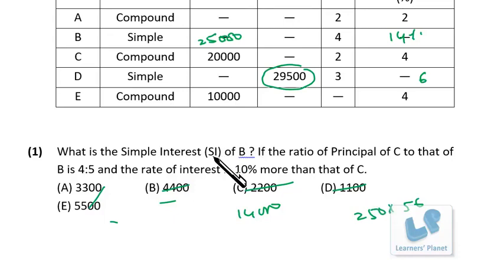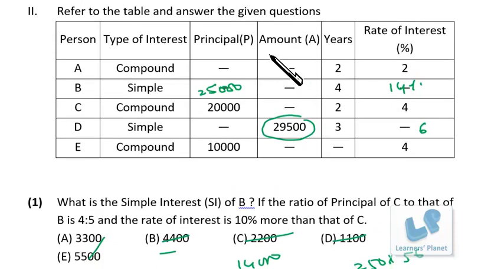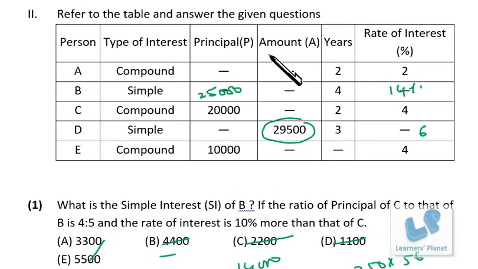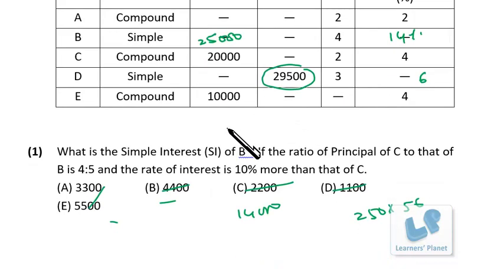Simple interest we have to find out. The principal is 25,000 rupees. Since the ratio of C to B is 4:5, so C is 4 part, B is 5 part, right? So 25,000 is correct, and rate of interest of C is 4%. That means rate of interest of B is 10% more. That means 14%. So for 4 years, 14% into 4, that is 56% of 25,000. So that comes to 14,000, right?